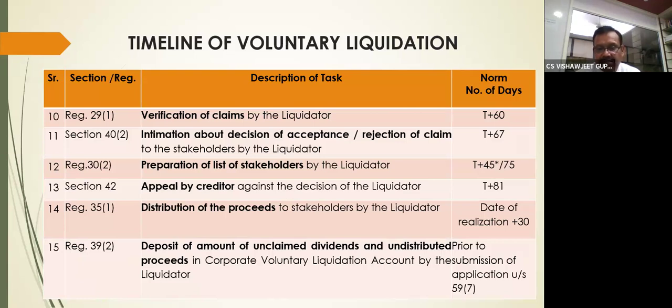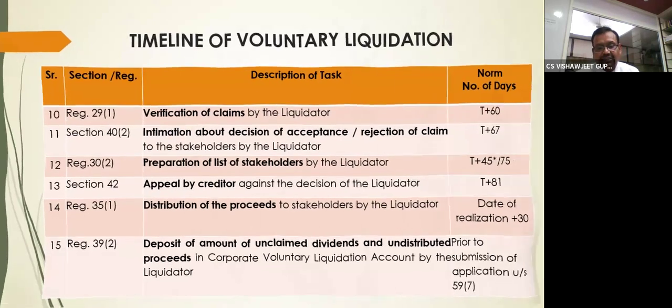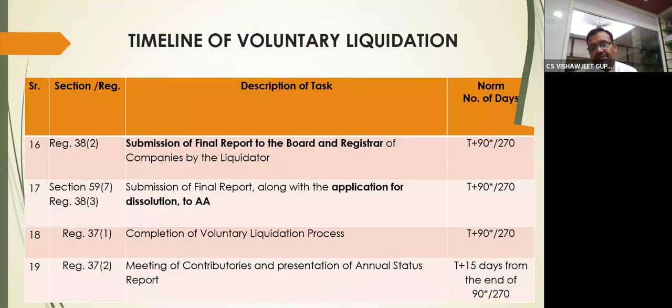Distribution of the proceeds to the stakeholders by the liquidator, from the date of realization within 30 days. Earlier it was 6 months. Deposit of the amount of unclaimed dividends and distribution, I will discuss in the next slides. If there are any unclaimed dividends or undistributed proceeds, then what would be the application. Now, submission of the final report to the Board and IBBI, 90 days or 270 days. Submission of the final report along with the application for dissolution to the adjudicating authority.